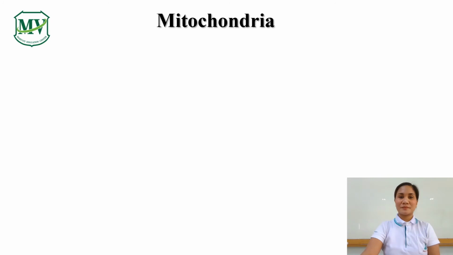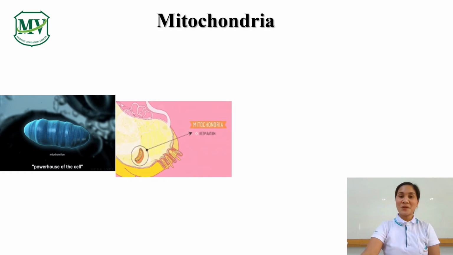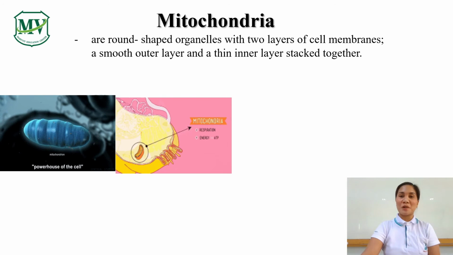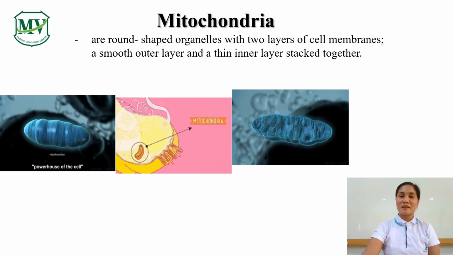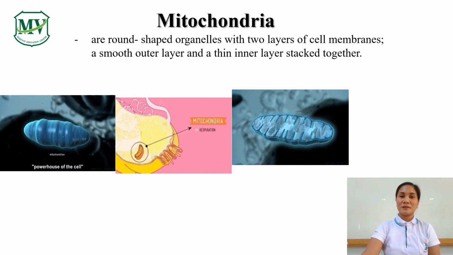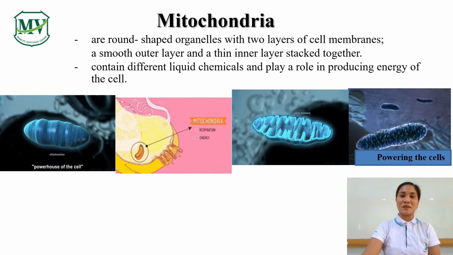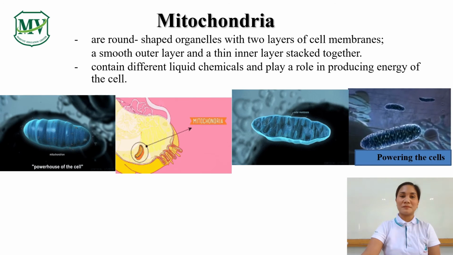Mitochondria. Powerhouse of the cell. Mitochondria are round-shaped organelles with two layers of cell membranes, a smooth outer layer and a thin inner layer stacked together. Mitochondria contain different liquid chemicals and play a role in producing energy of the cell.